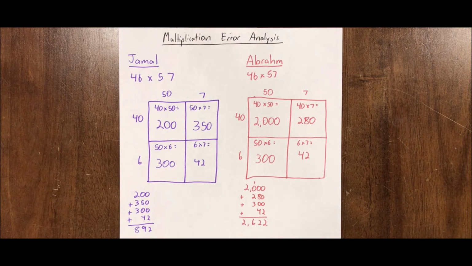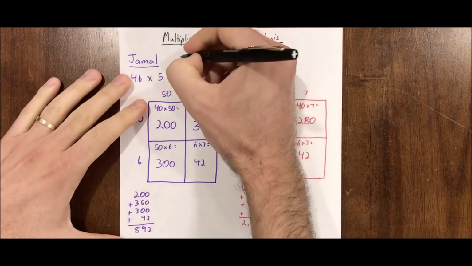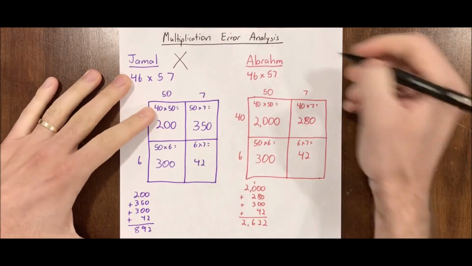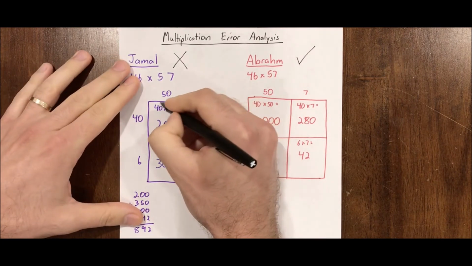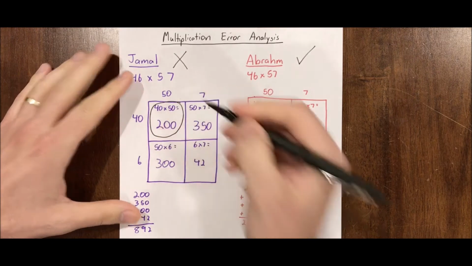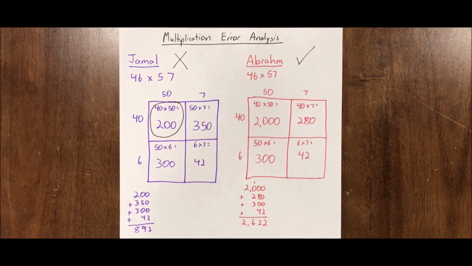Yeah, Abram's work is correct. I'm going to put an X next to Jamal and a check next to Abram so that we can remember. Okay, so let's think about the mistakes that Jamal made. What mistake did he make here when he was multiplying 40 times 50? Say it out loud.